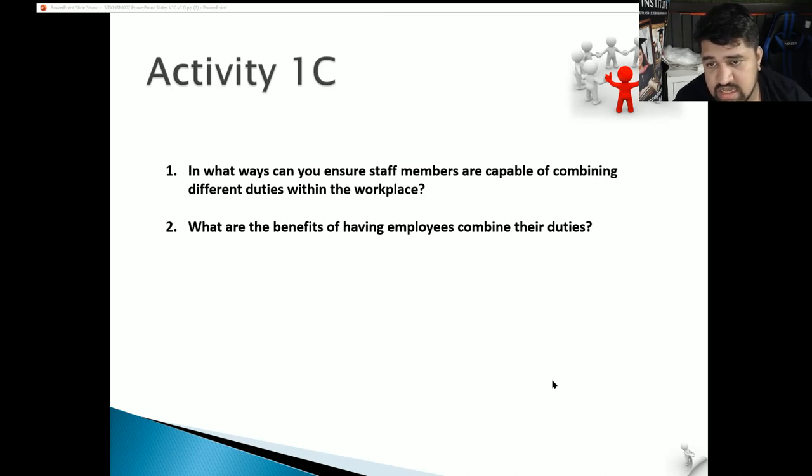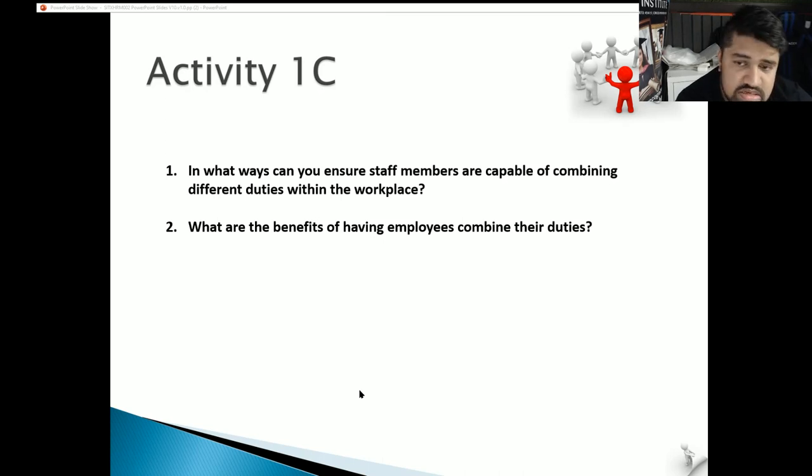Alright, in what ways can you ensure staff members are capable of combining different duties within the workplace? First of all, training is so important in this case. If we're talking about training, somebody has to review those outcomes. Have they been trained? Can they do those job roles? We want to highlight what their skill sets are and what they were before. Have they grown from having a smaller skill set to now having a larger skill set?